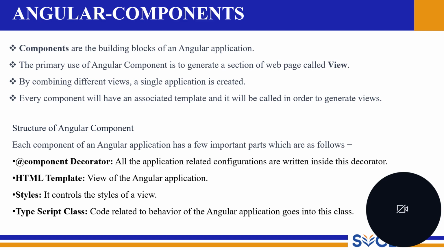Structure of an Angular component. Each component of an Angular application has a few important parts, which are as follows. The first one is the @Component decorator. All the component-related configurations are written inside this decorator. The second one is the HTML template. It is mainly used for the view of the Angular application. The third one is styles. It controls the styles of your view. The final one is the TypeScript class. Code related to the behavior of the Angular application goes into this class.